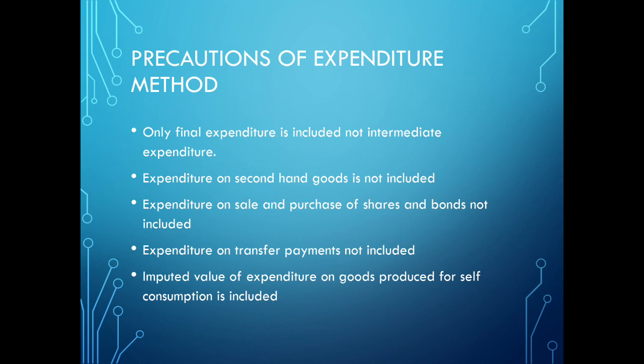Expenditure on sale and purchase of shares and bonds is not to be included because these are not material assets, these are just financial paper claims, so they do not add to the production in the economy. Expenditure on transfer payments is not to be included because transfer payments are one-sided, no profit in return, and no productive activity is done in return for the transfer incomes. Imputed value of expenditure on goods produced for self-consumption is included. Whenever we are producing goods for self-consumption, their estimated value will be included.